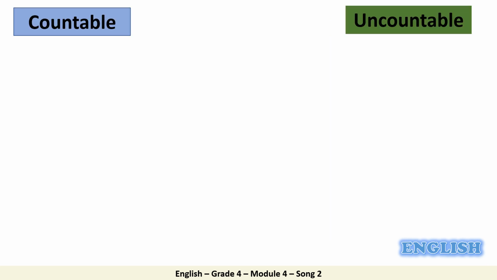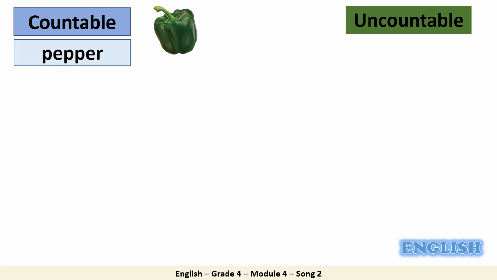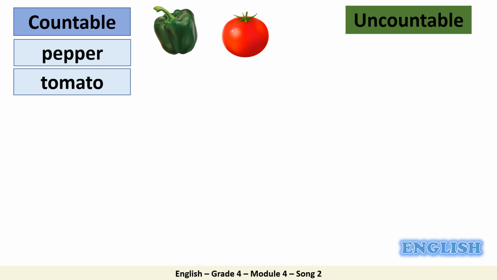In this activity, I am going to show you some items and you are going to guess, is it countable, which means can we count it, or uncountable, which means that we can't count it. Let's go step by step and follow with me. What's this? Pepper. Can we count pepper? Yes, we can. Let's move on. Tomato. Can we count it? Yes, we can. So I put the name under the countable.